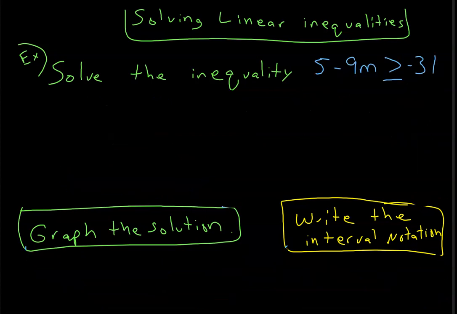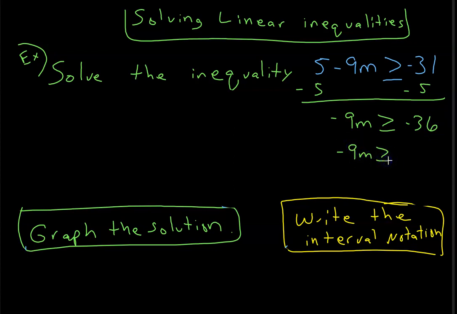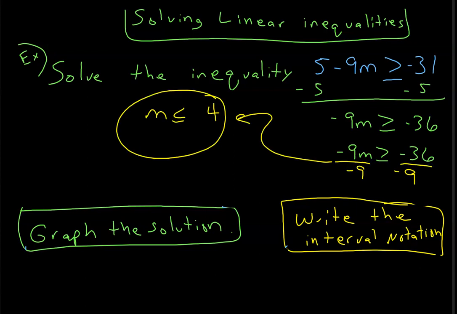All right, so we have a new inequality. We're going to solve this one. I would first isolate the m that's already on the left side by taking the 5 and subtracting it over. That'll give you negative 9m is greater than or equal to negative 36. To finish solving this, I divide both sides by the negative 9 that's in front of the m, and I'm left with m is less than or equal to negative 4.